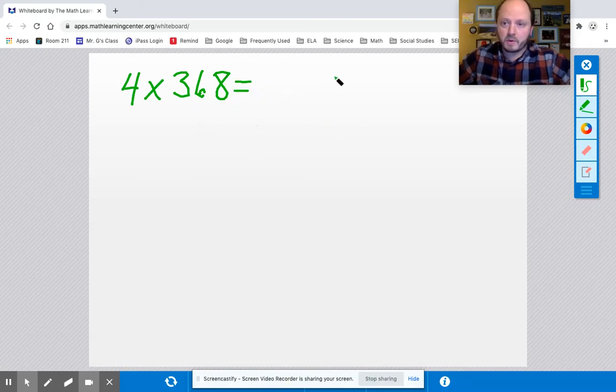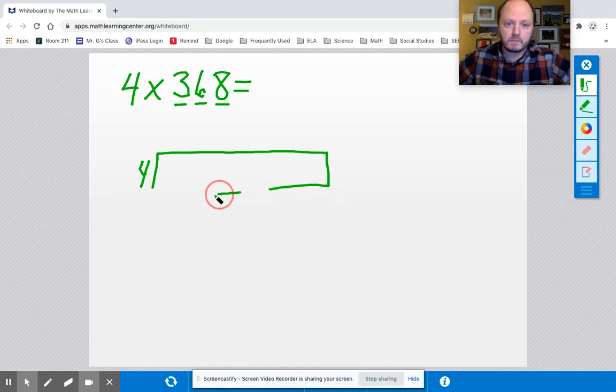So the other day we were working on partition rectangles. And when we talked about partition rectangles, we wanted to break apart the multi-digit number into easier numbers to work with along a rectangle. And so for this particular case, we had the 4, and then we made a rectangle. And then we had 3 different numbers. We have 300, we have 60, and we have 8, right?